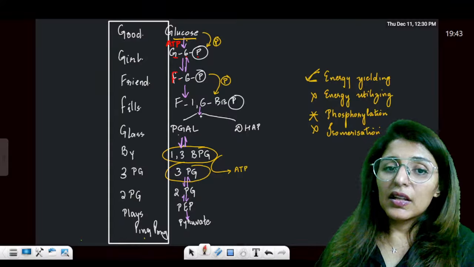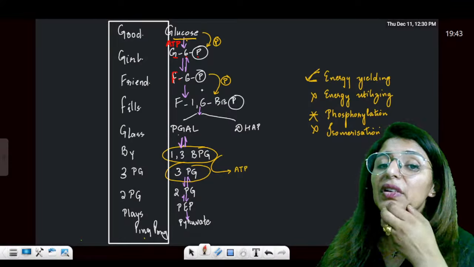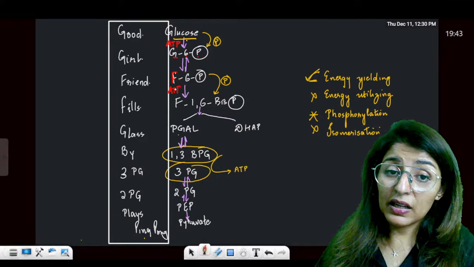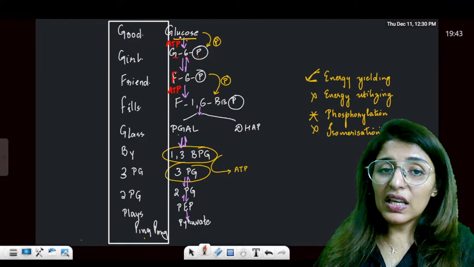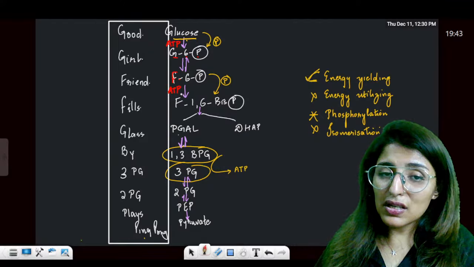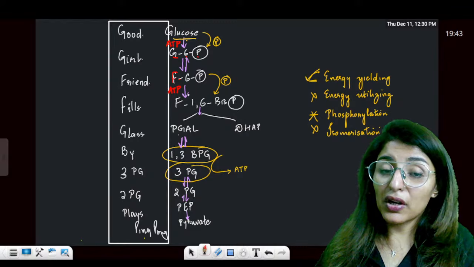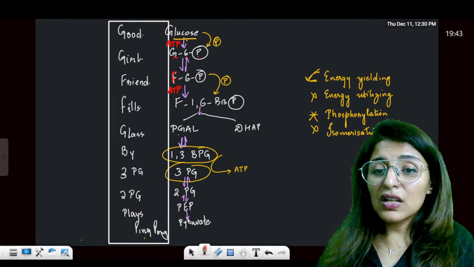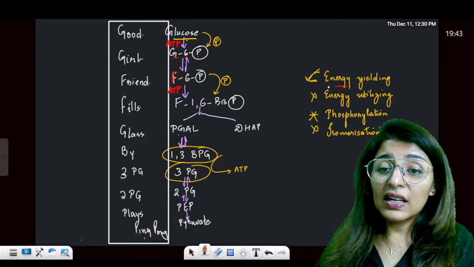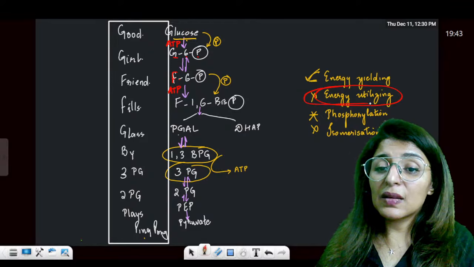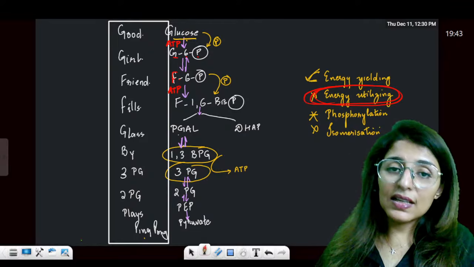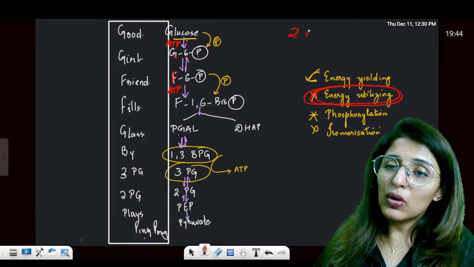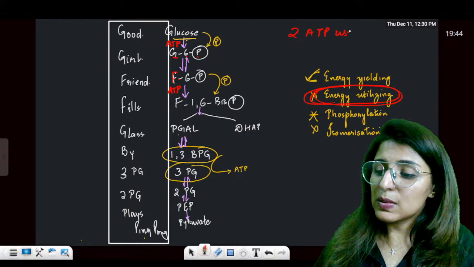Is this clear? Then fructose 6-phosphate will again take one phosphate, from where again ATP will come in. So these two steps, glucose to glucose 6-phosphate and fructose 6-phosphate to fructose 1,6-bisphosphate, are using ATP. Are you getting it? So these are energy utilizing steps. Right? So how many molecules of ATP have been used? 2 ATP have been used. Are these points clear to all?